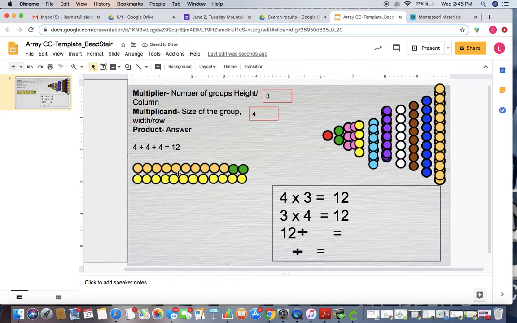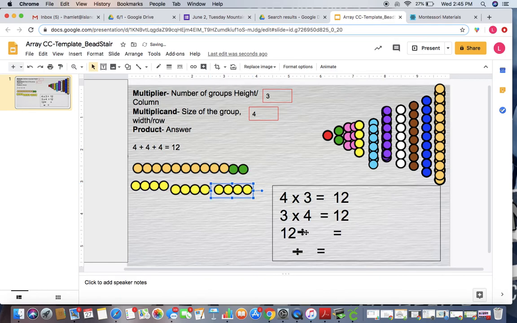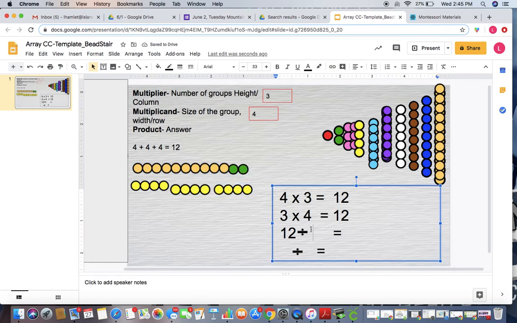But this time, by taking that and dividing it using my 4 bar, I was able to use 1, 2, 3 actual bead bars. So if I took my 12 and I divided it by my 4 bead bar, I'm only going to use 3 total bars, right?